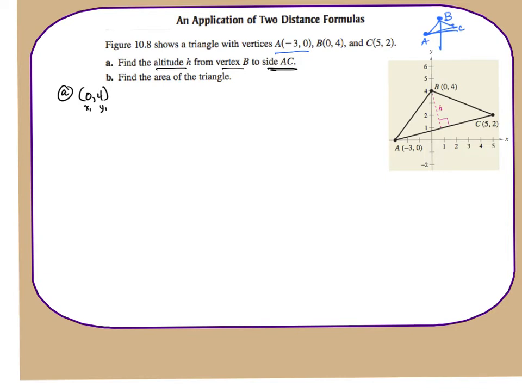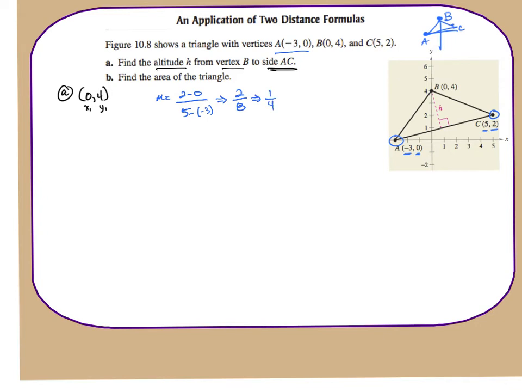Well, let's go back to Algebra 1. So we need to find the equation of that line between those 2 points. Well, all lines involve a slope, so we need to find a slope. So the way we find slope is y2 minus y1, so we have 2 minus 0 over x2 minus x1. So now I have 5 minus -3. So I end up with a slope of 2 over 8, or I could simplify that to 1/4.